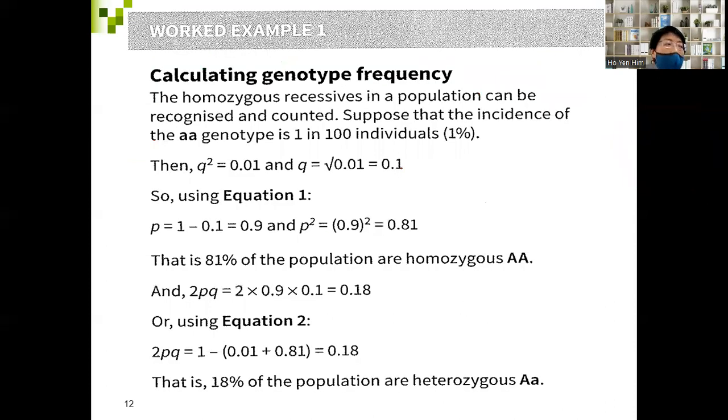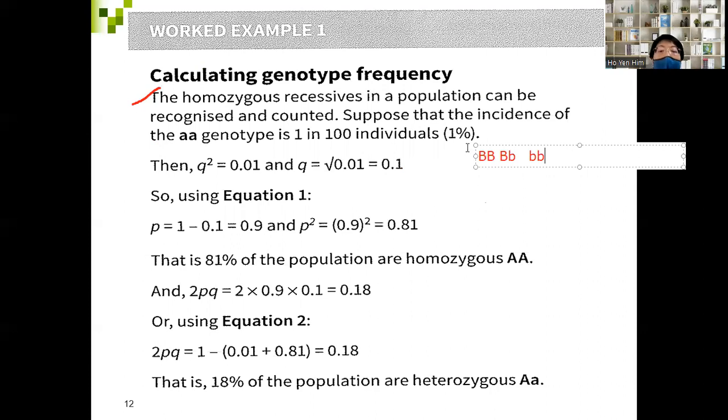Next, using these two equations, we can calculate the genotype frequency of this population. The homozygous recessive in a population can be recognized and counted. Say, for example, you have brown eye and blue eye in your class. Brown eye can be big B big B or big B small b, so I don't know. But blue eye, straight away I know it's small b small b. So just look around, count the number of blue eye, and then convert to proportion for the whole population.